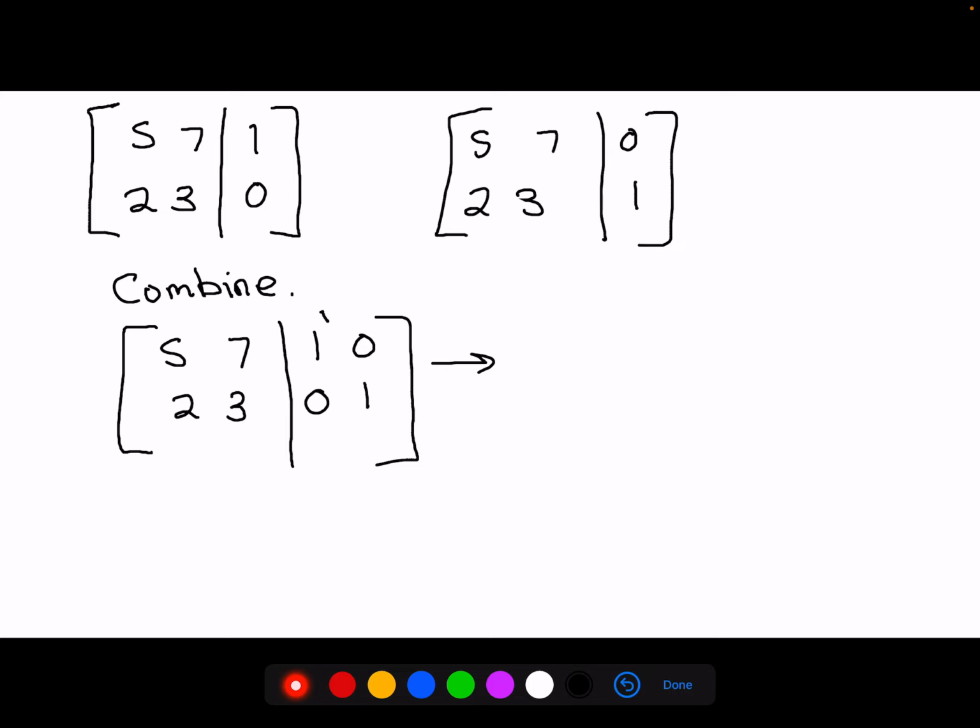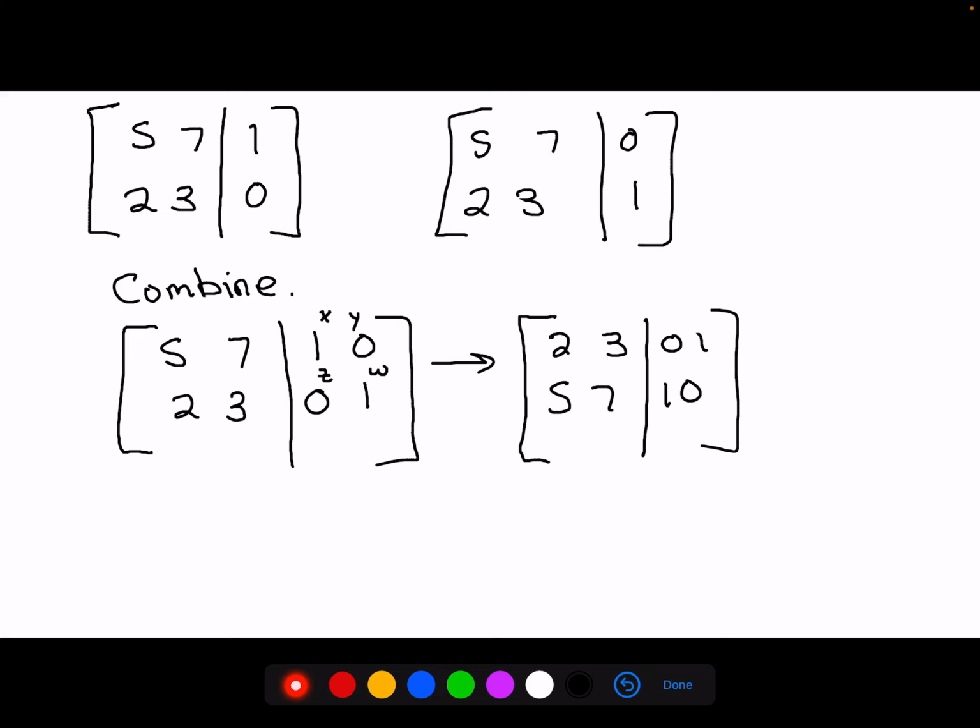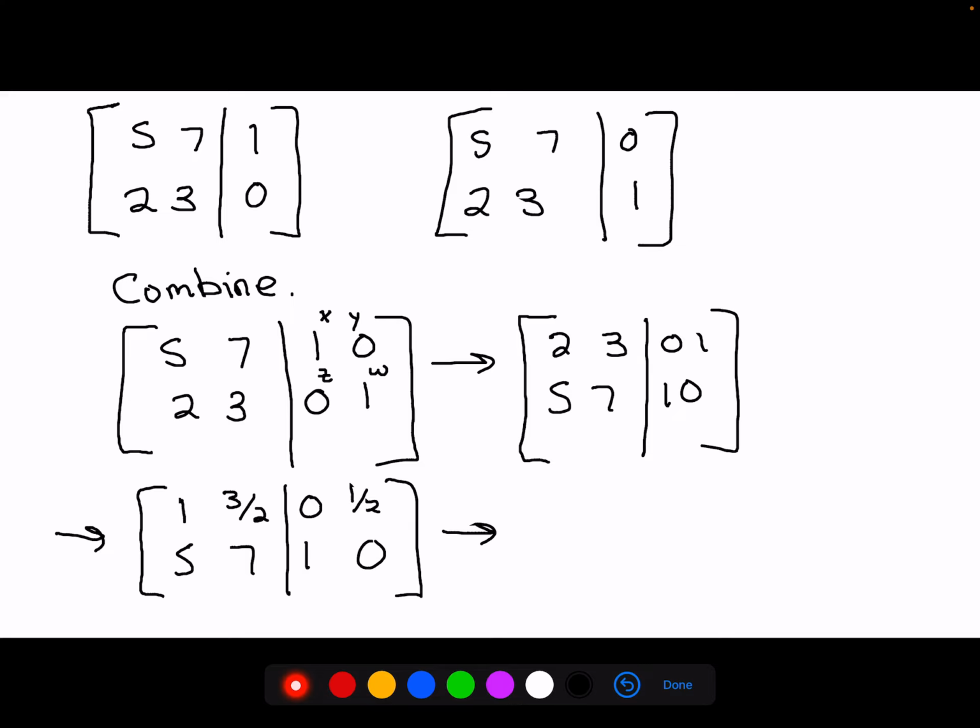Yeah, it'll be my X, Y, Z, and W over here. Okay, so when I did this, I felt like it would be easier to swap row 1 and row 2. So I put 2, 3, 0, 1 up top, and then I put 5, 7, 1, 0. Because then I was like, oh, I'll just divide top by 2. So I got 1, 3 halves, 0, 1 half. I didn't end up avoiding fractions. Sometimes that happens. Sorry.